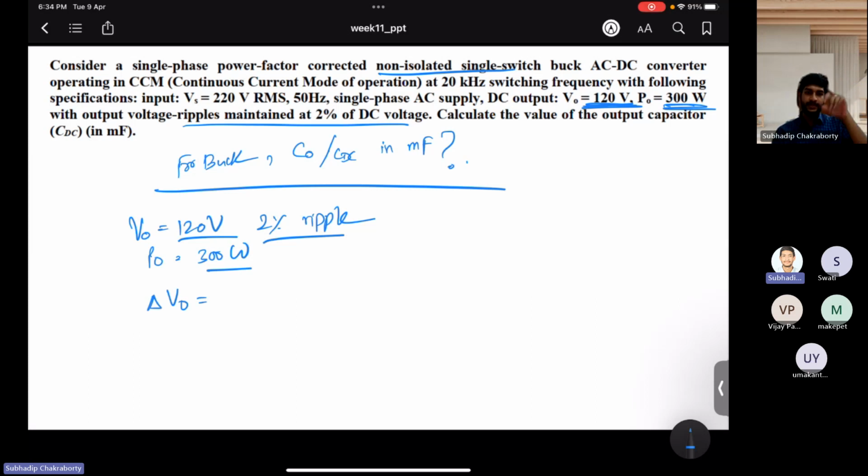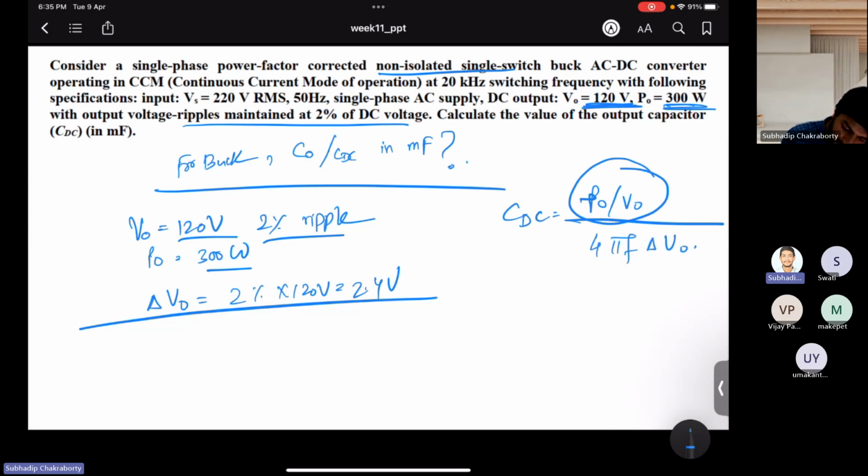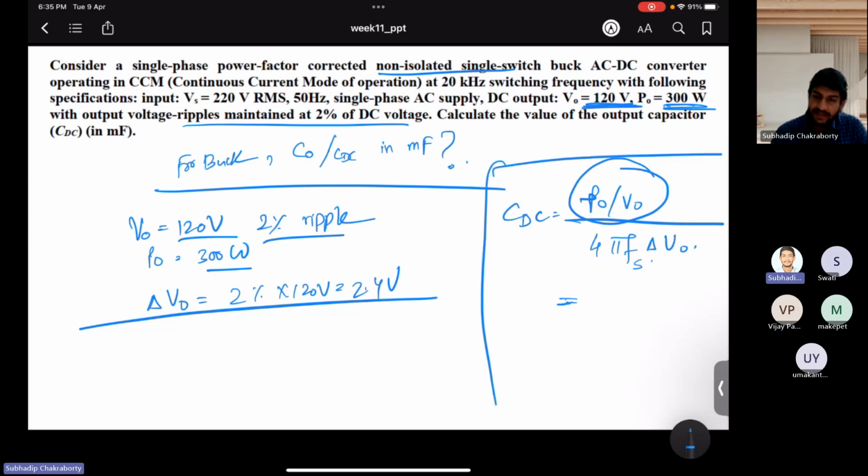What is the amplitude of the peak to peak voltage ripple? 2% of 120 volts, the output voltage. So 0.02 into 120, that is 2.4 volts, delta V naught. Now CDC is given by P naught by V naught, which is nothing but I naught divided by 4 pi F delta V naught. Fs is the frequency. Using that you can calculate the capacitor value. You can calculate, right?